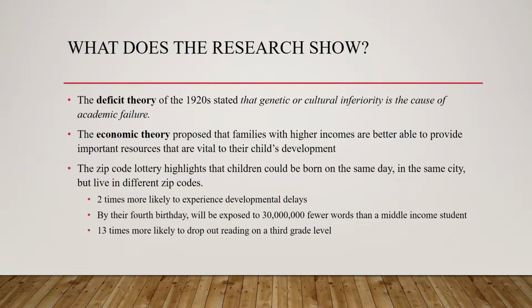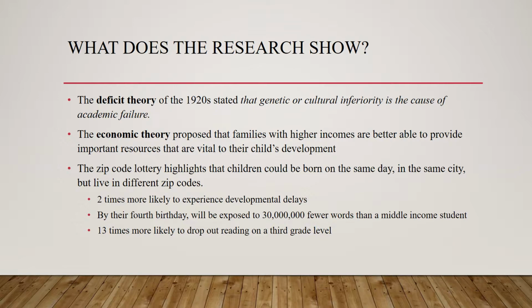The research that I found highlighted a couple of theories that are said to support this underachievement of African American students. The first one is the deficit theory, which states that genetic or cultural inferiority is the cause of academic failure. Within that theory, they say that Black children are deficient in language, social development, and intelligence. And they say this is because of poorly developed language, an inadequate mother, too little or too much stimulation, and fewer opportunities to do enriching activities like play sports, go to museums, watch theater.